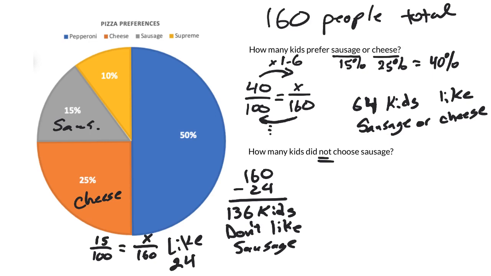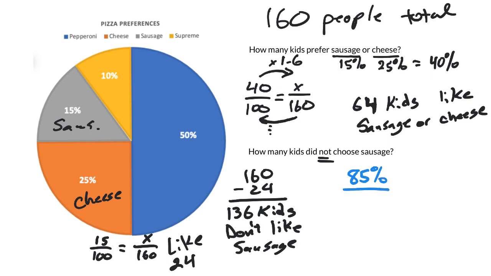Okay. So you could find out how many kids liked it and subtract to find out how many kids don't like it. The other way that you could do the problem is you could look at it, and I'll do it in a different color here. You could think about, well, 15% of kids don't like sausage, which would mean that 15% of kids like sausage, which means 85% of kids don't like sausage.